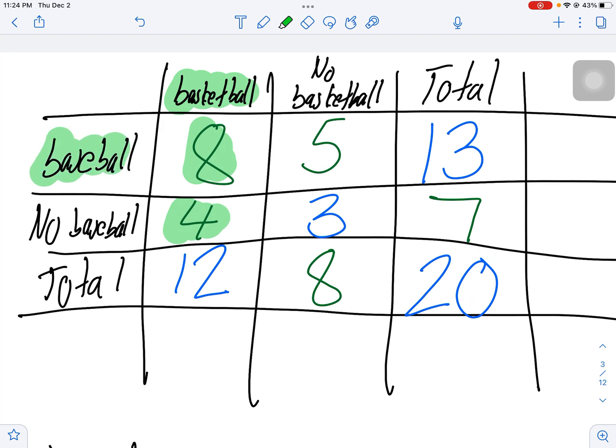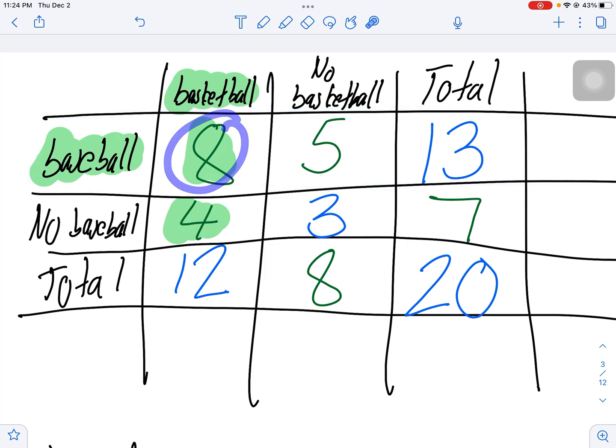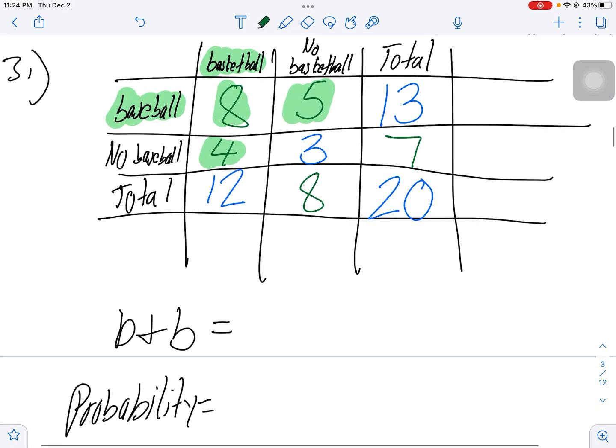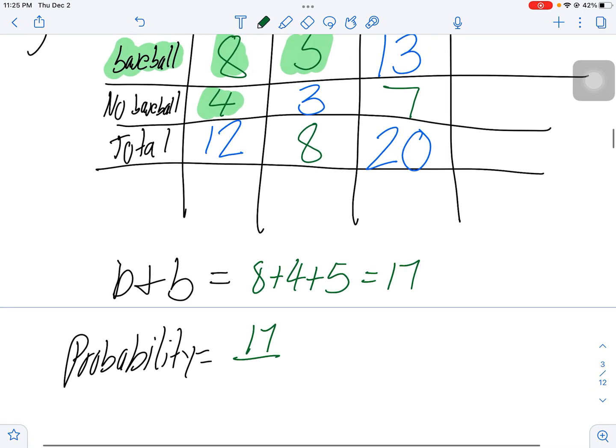And how many play baseball? Well, baseball is these boxes here, but 8 has already been highlighted, so I don't need to highlight 8, so I'm going to highlight 5. So these 3 numbers together represent how many people play basketball or baseball. So it is 8 plus 4 plus 5, which equals 17. So our probability is going to be 17 out of a total of 20 students.